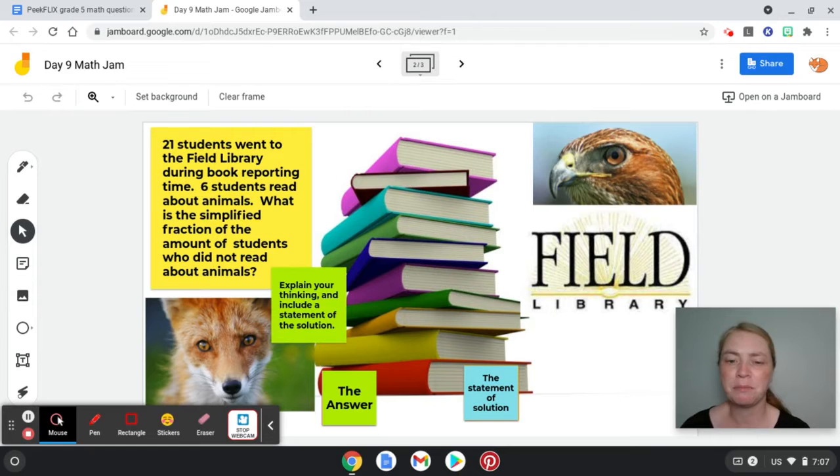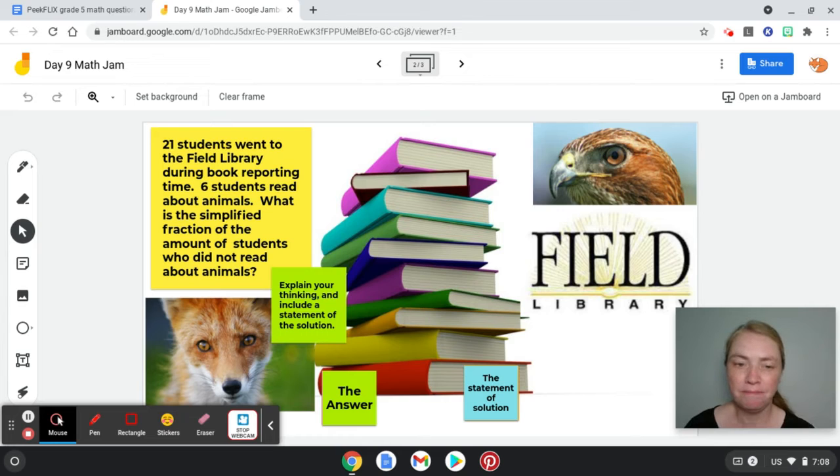Okay, now that we've completed those questions, we are going to be taking a look at a real-life problem to see if we can solve it. Let's read together. 21 students went to the field library during book reporting time. 6 students read about animals. What is the simplified fraction of the amount of students who did not read about animals?